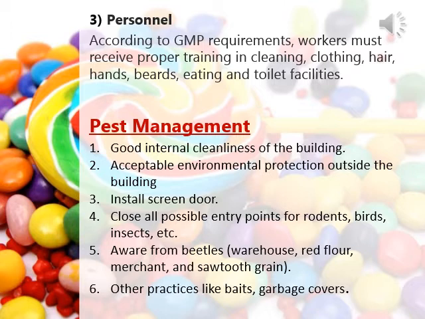Pest management. Number 1, good internal cleanliness of the building. Number 2, acceptable environmental protection outside the building. Number 3, install screen doors. Number 4, close all possible entry points for rodents, birds, insects. Number 5, beware of beetles. Number 6, other practices like bees, garbage.